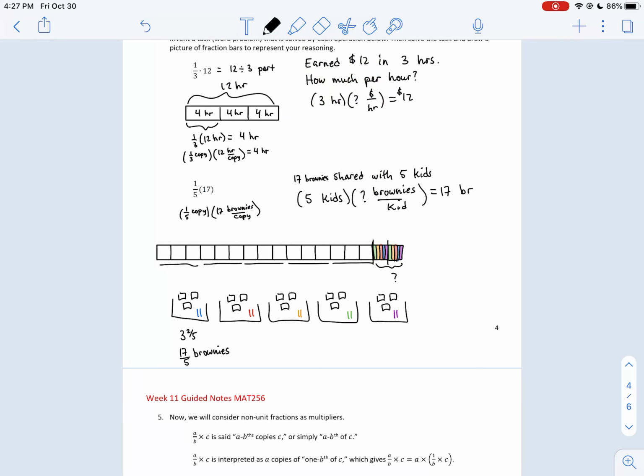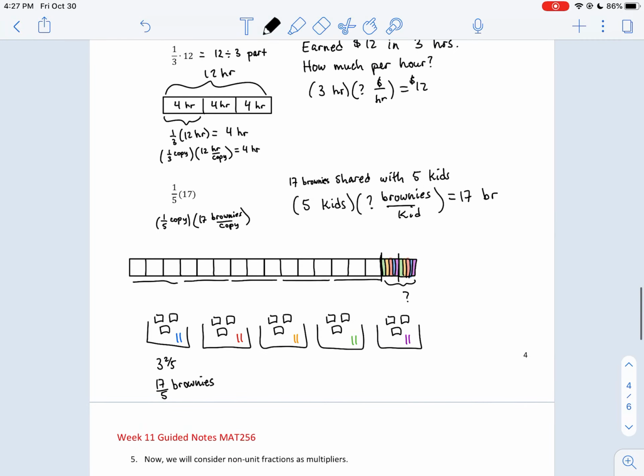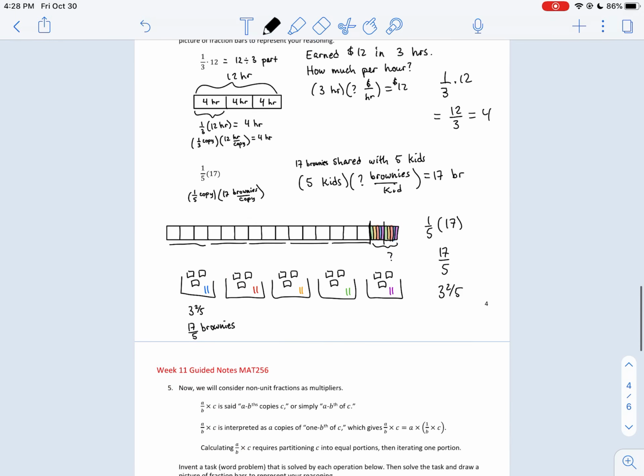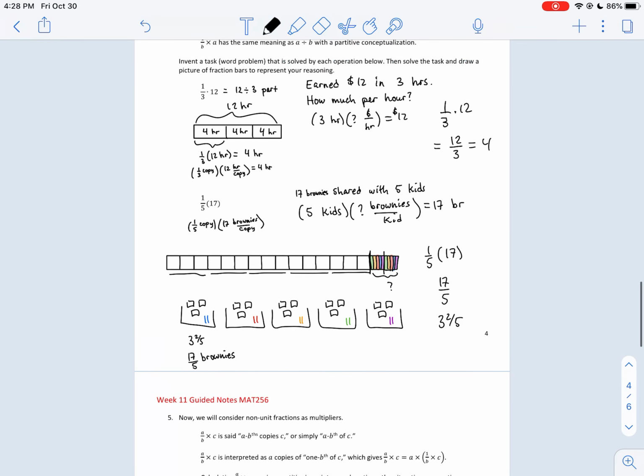I wanted to point out something that maybe is starting to feel, that you already know, obviously, but if I do 1/3 of 12, then it turns out that I can just do 12/3, and the answer is 4. 12/3 makes 4. Notice that answers the question. Here, when I do 1/5 of 17, the answer is 17/5, which is a valid answer to write this, or you can convert that to 3 2/5 as a mixed number.